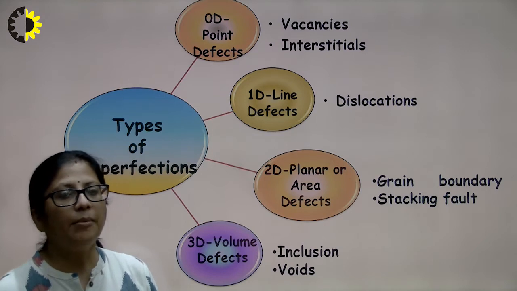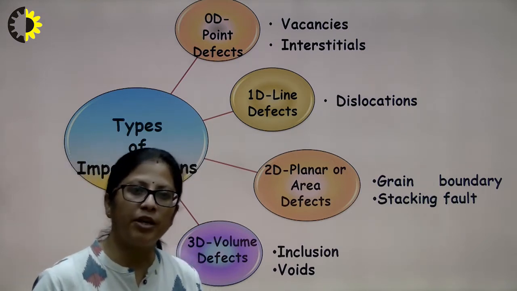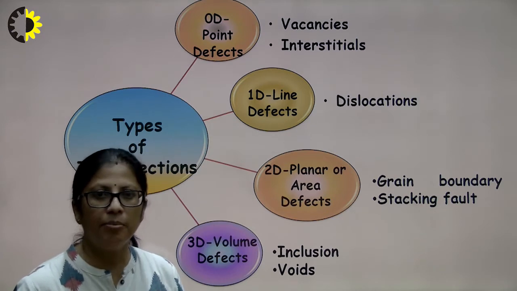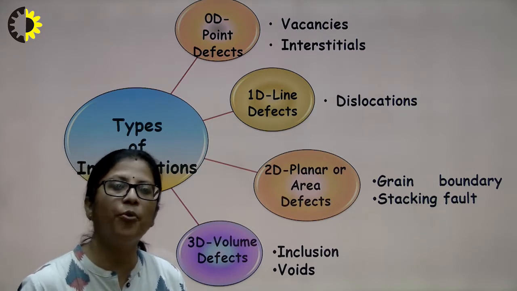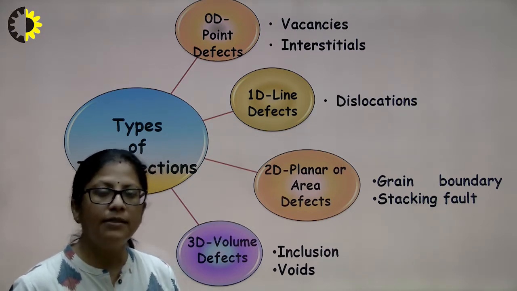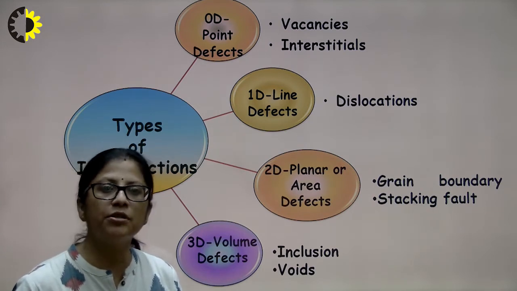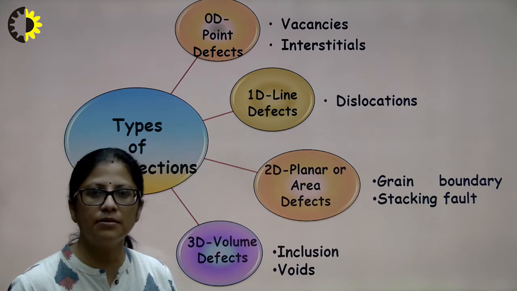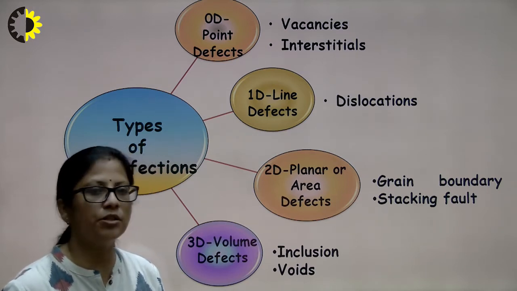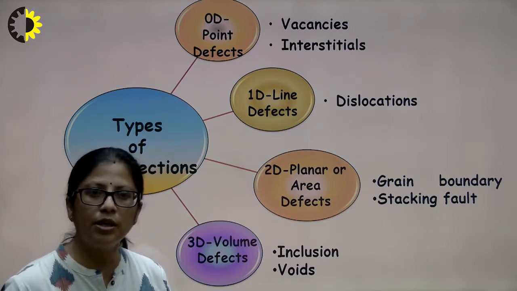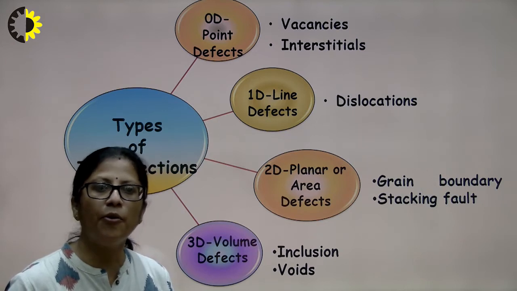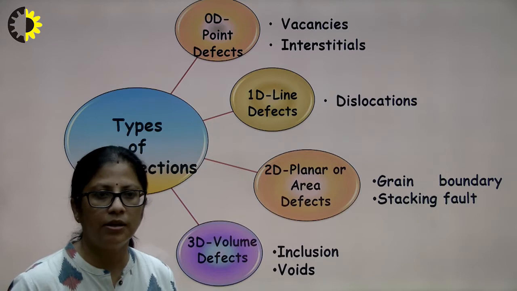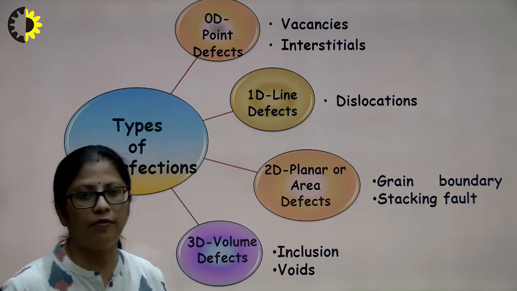Now, coming to the types of imperfections, they can be zero-dimensional imperfections, which are also called point defects. Then one-dimensional imperfections, which are line defects, where dislocations can take place. Then these imperfections can be two-dimensional, like planar or area defects, or they can also be three-dimensional, that is, the volume defects.